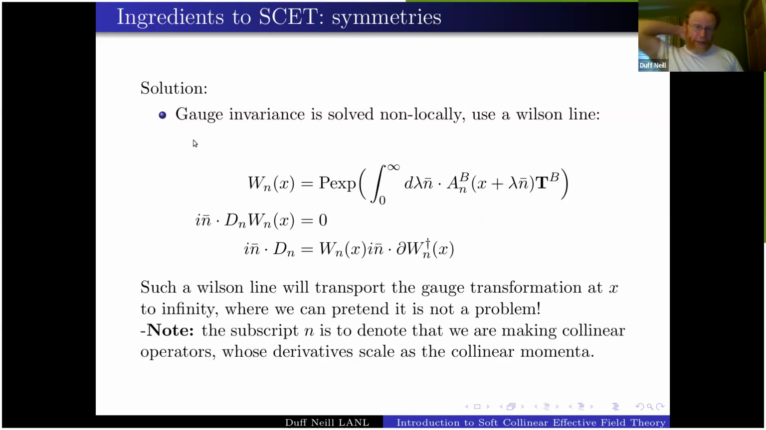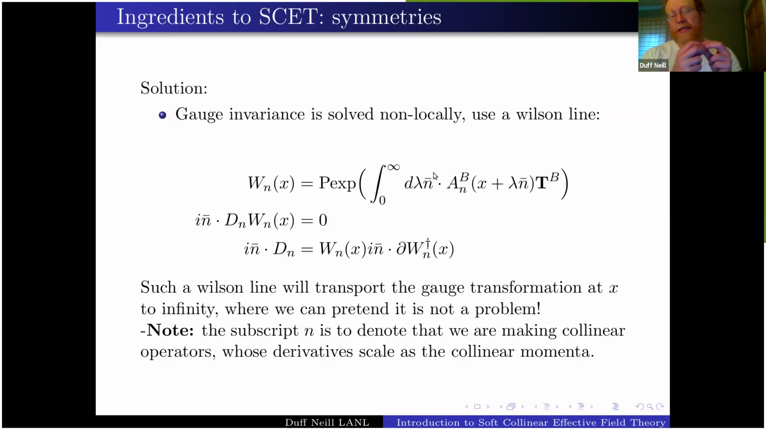The solution that's available to us is to solve our problem of gauge invariance non-locally, and that's to use something called a Wilson line. Now a Wilson line is just where I'm going to take my gauge field, and I'm going to exponentiate it into this path-ordered exponential. And here I'm going to be talking about a collinear Wilson line. Unfortunately, in collinear Wilson lines, and this is just the notation that was adopted early on in SCET, an n-bar collinear Wilson line is a gauge field that is exponentiated along a path which is in the n-bar direction.